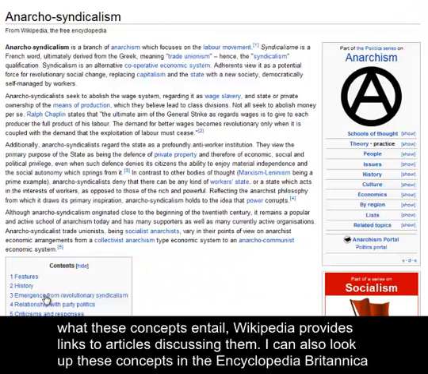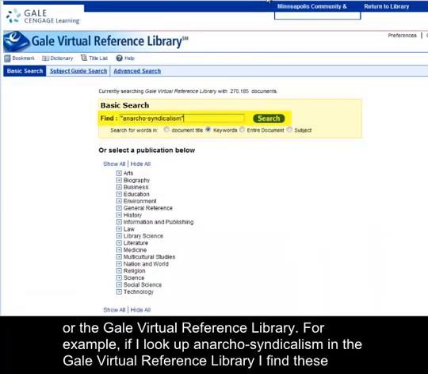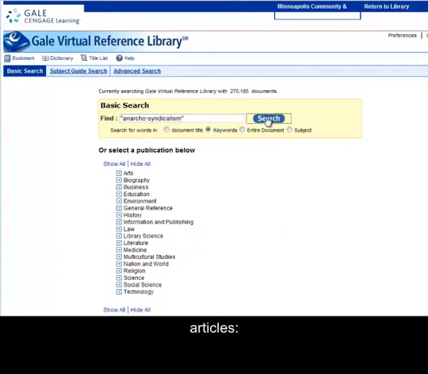I can also look up these concepts in the Encyclopedia Britannica or the Gale Virtual Reference Library. For example, if I look up anarcho-syndicalism in the Gale Virtual Reference Library, I find these articles.